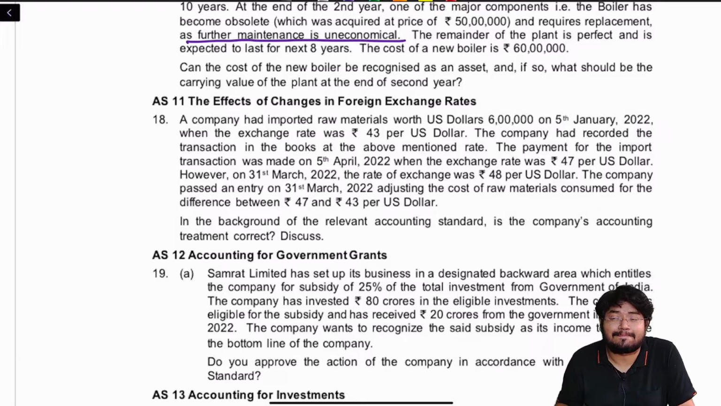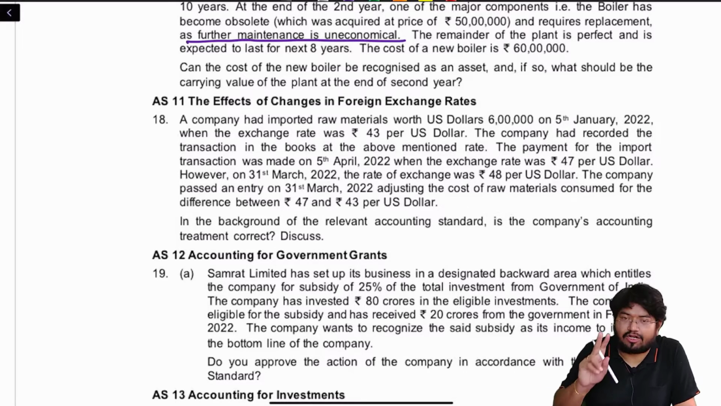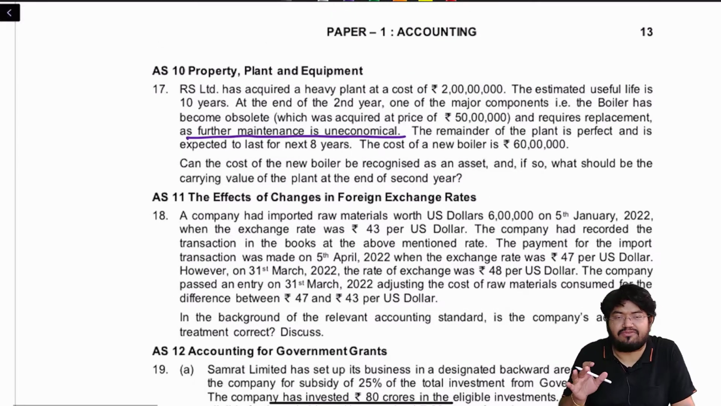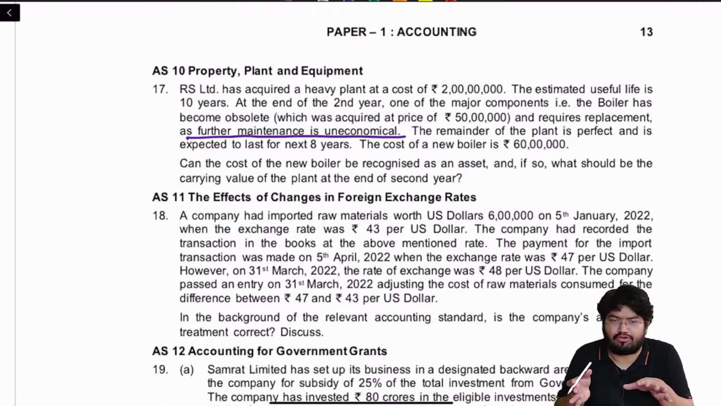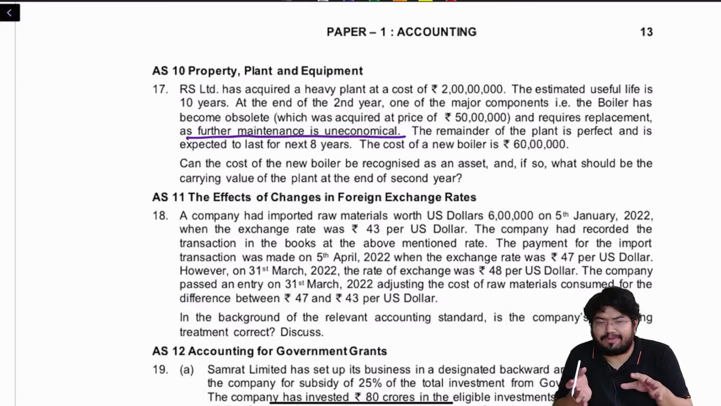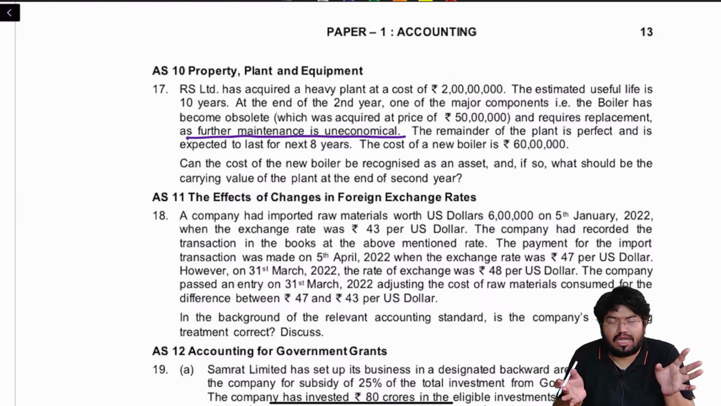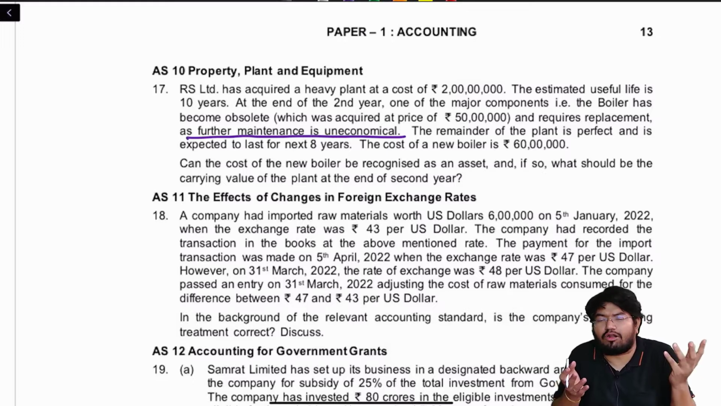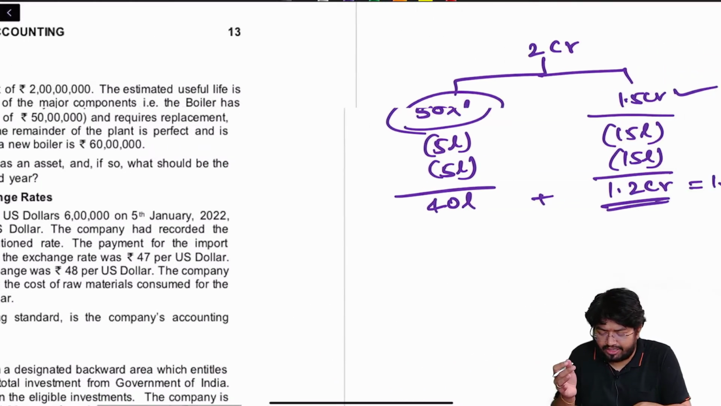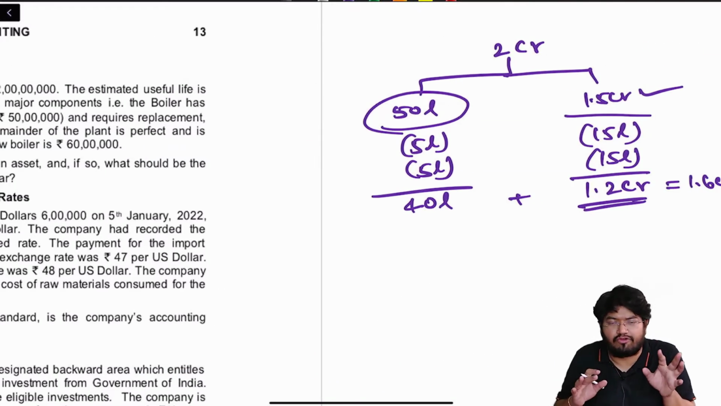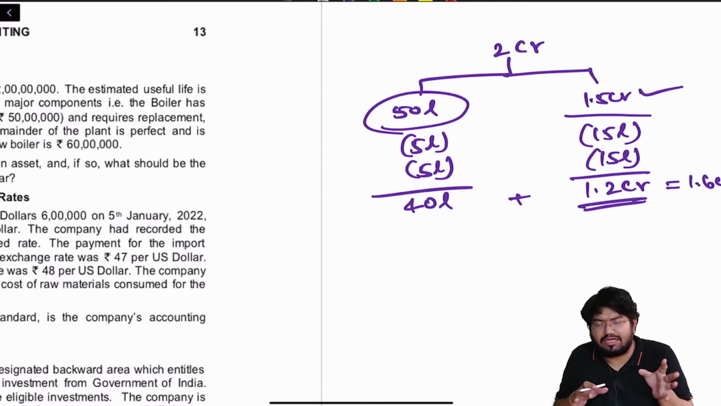The boiler, you explain, sir. See, there are two boilers. One is obsolete, which I already have in my books of accounts. Since it has become obsolete, I'll have to remove it from my book value. I'm going to sell it off. I don't know what price I'm going to sell at, but right now we are not concerned about the profit or loss we made on sale. We are only concerned about how the new boiler is supposed to be incorporated into the books.